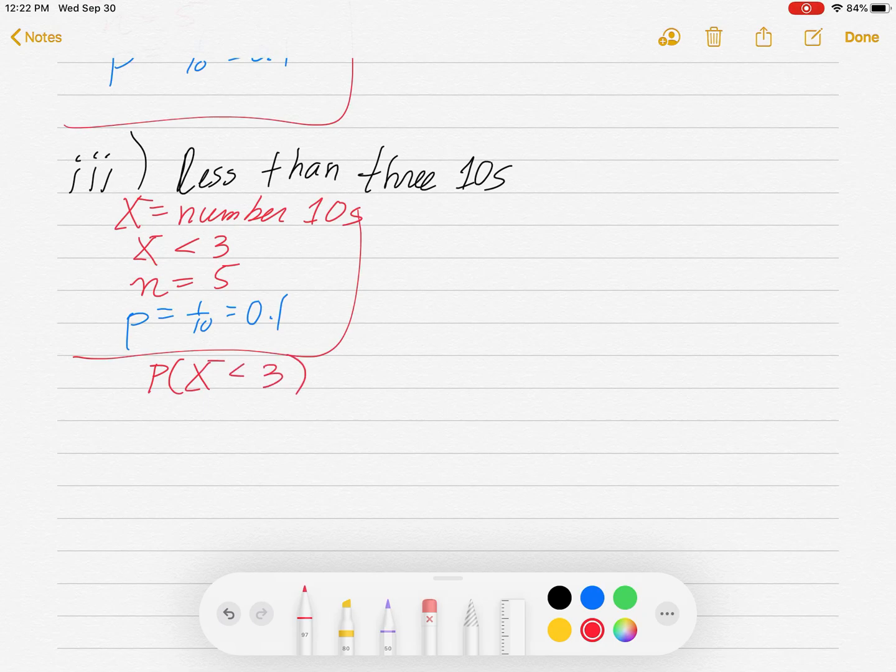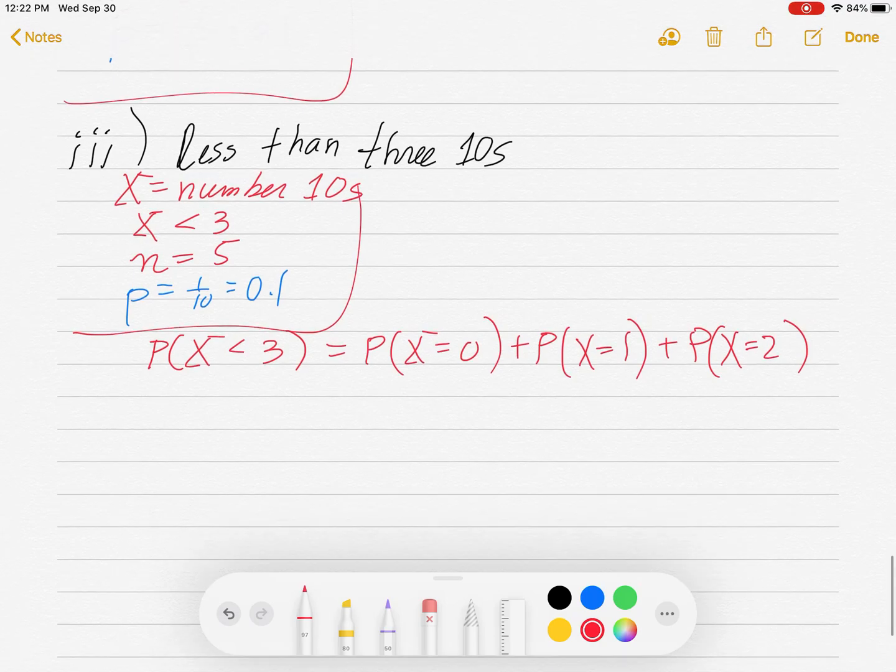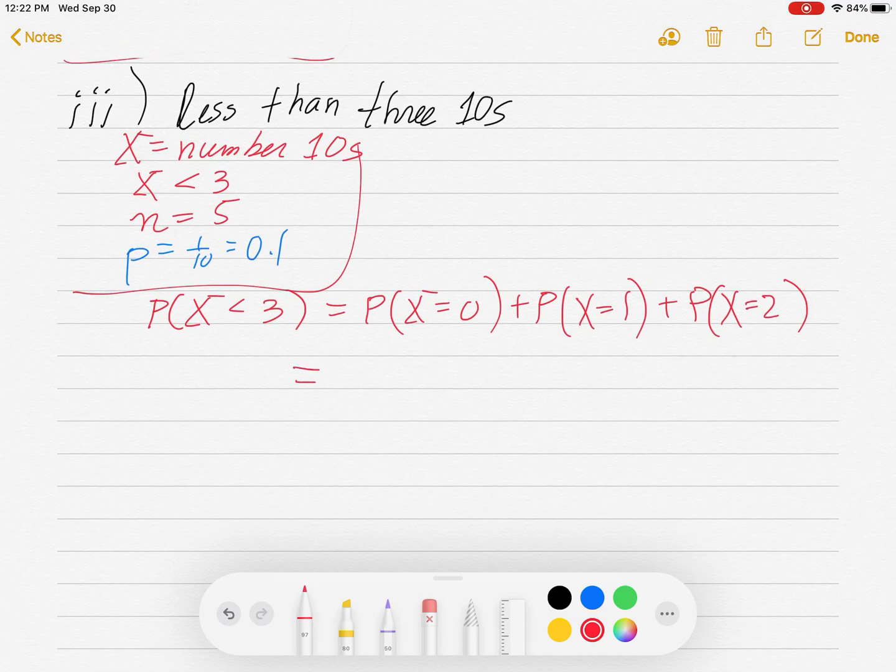So think about this for a second. If you have less than 3, so the probability of getting x less than 3, number of tens less than 3, you could have 0 tens. You could have 1 ten, or you could have 2 tens. So I'm going to look at the probabilities that x is 0, that x is 1, that x is 2, and we're going to add those probabilities together.